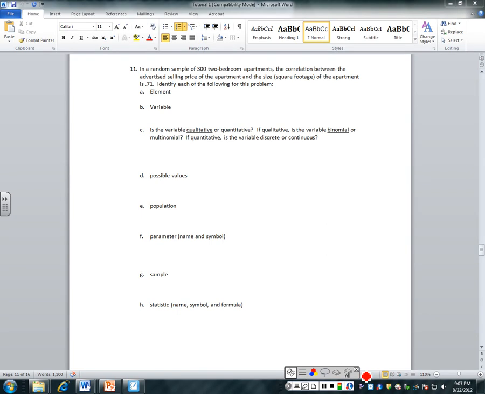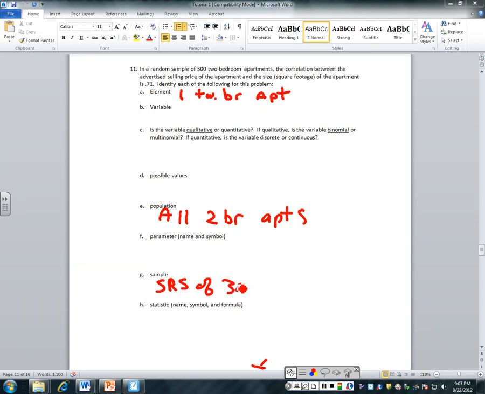Okay, so we have a random sample of 300 two-bedroom apartments. Did I do that or not? Let's find out. So I've got one two-bedroom apartment. The population will be all two-bedroom apartments, and the sample is a simple random sample of 300 two-bedroom apartments.